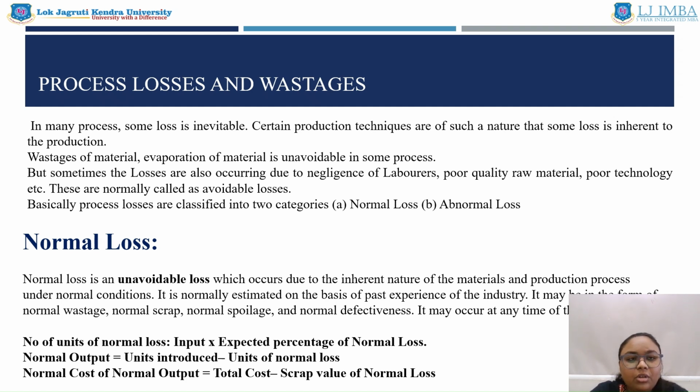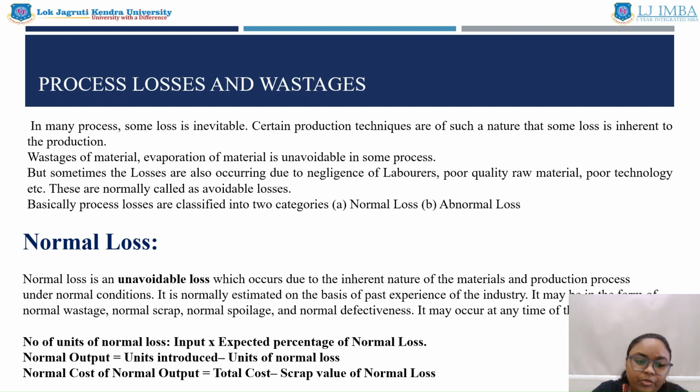To calculate the number of units in normal loss, first you will calculate the units of normal loss. After that, you will calculate the cost incurred for that particular normal loss. So to calculate the normal loss units, you will multiply the expected percentage of normal loss with the input. Okay, for an example, your input is 100 kgs and your normal loss is 1%. So you will multiply it, and you get the units of normal loss. So the input was 100 kgs, your percentage of normal loss was 1%, so the units of normal loss will be 1 kg.